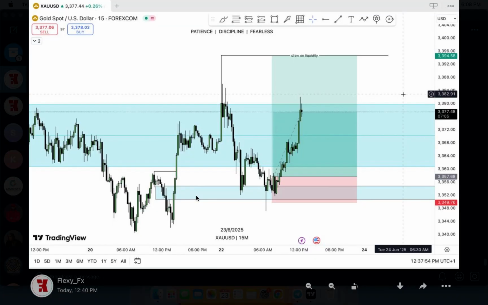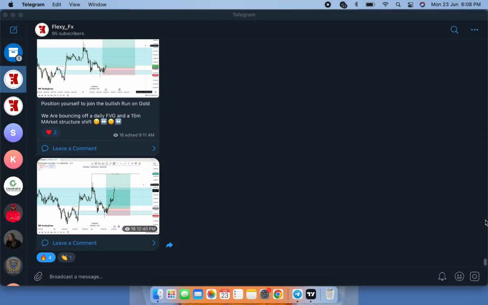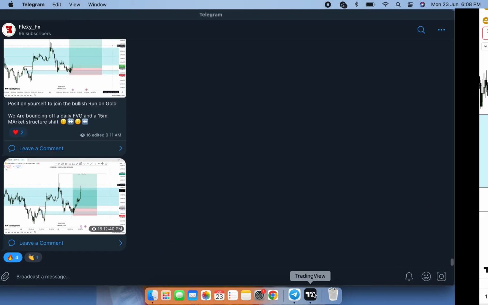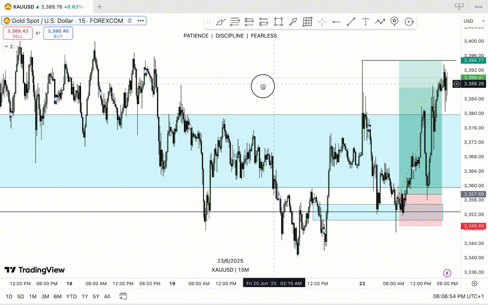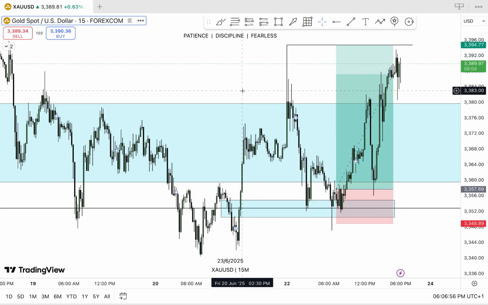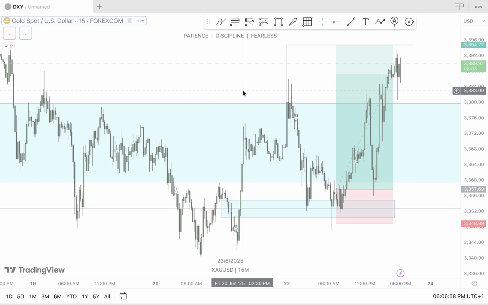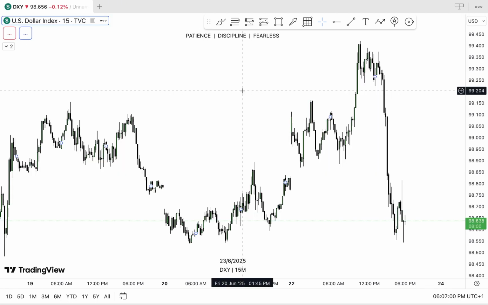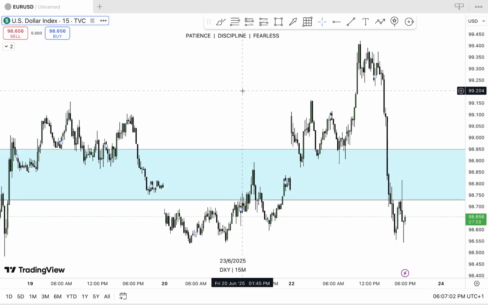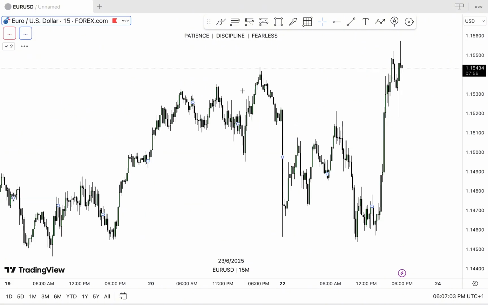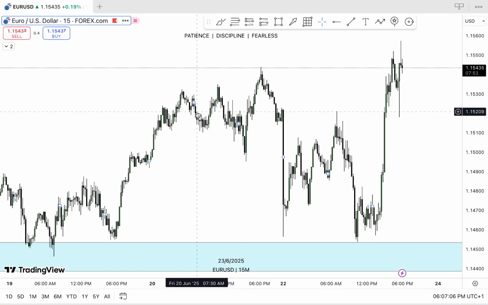So guys, that is it. That is how I do my top-down analysis on gold, and not just on gold, every other pair, right? I was looking at DXY and then EUR/USD, but the pair is just moving somehow. So I just had to focus on gold.